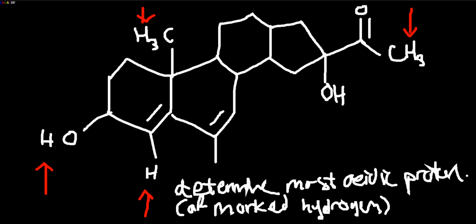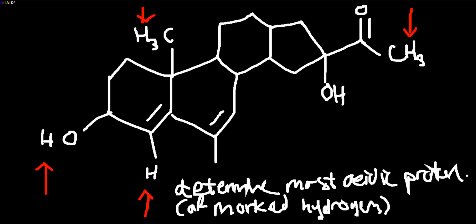Alright, so here we are tasked to determine the most acidic proton of the four marked hydrogens. When we first look at this problem, the easiest way to approach it is going to be considering the conjugate bases of all the protons once they've been expelled as an acid. The reason is that the weaker base is going to be the stronger acid. So the most acidic proton is going to have the most stable, the weakest conjugate base.